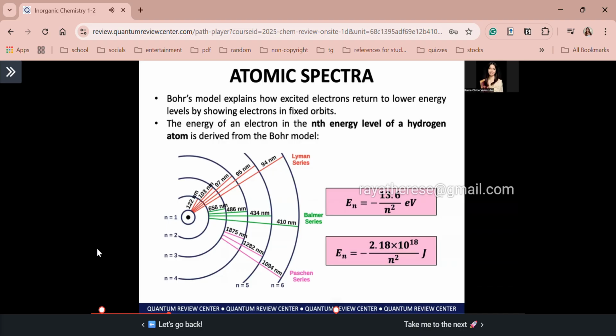Okay? So for example, if you want to find the electron at n is equal to 2, you can get the energy of an electron in the second energy level of a hydrogen atom by substituting n is equal to 2 here, in the n squared. Okay?